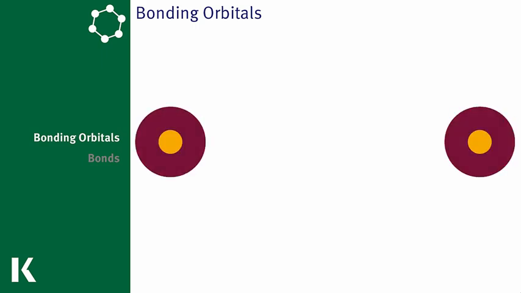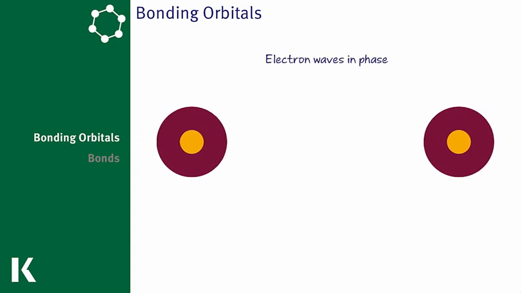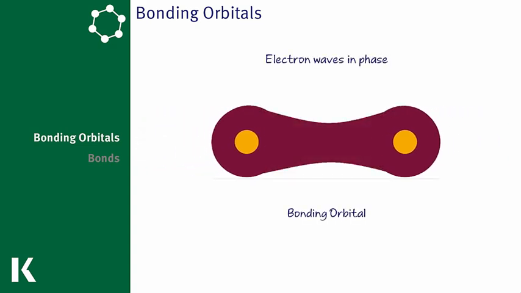Let's see what happens when these two s orbitals approach one another. You'll notice that they're both the same color, which in this case means that their electron waves are in phase. So as they approach one another, they'll combine to form a bonding orbital. This bond stabilizes those two positive nuclei, which normally wouldn't want to be so close to one another.